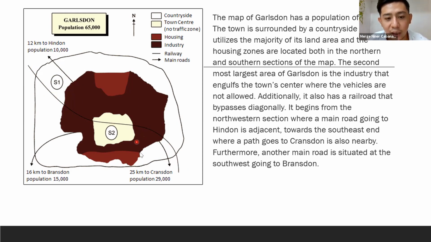And then there is a path that goes to Cranston. Furthermore, another main road is situated at the southwest. Here is the southwest going to Branston. So I discussed what the map's amenities are and where they can be found. So generally, if I'm going to close the map, if I'm going to get the map itself from you, you can still picture exactly what the contents of it are. Para bang na-visualize mo ano yung itsura ng map, even without looking at it, because of the presentation that you did. Okay, next paragraph.